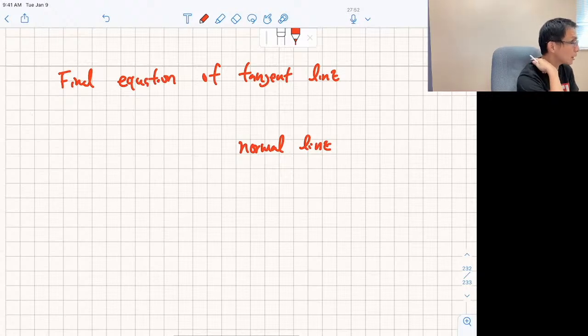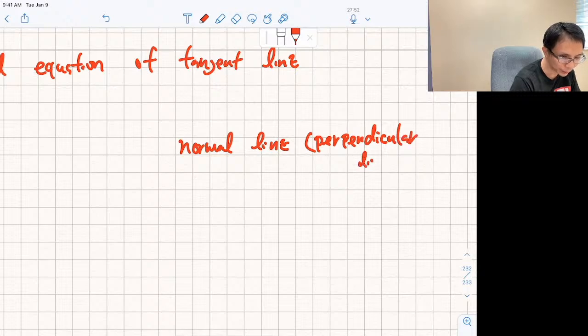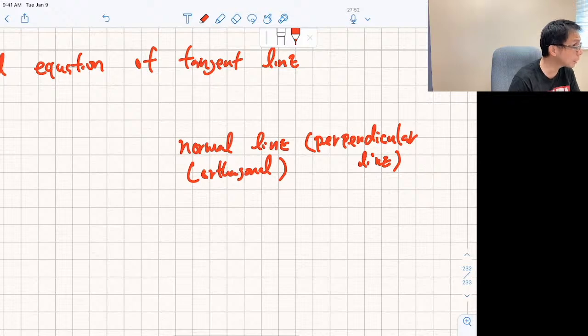Okay, in physics, in pre-calc also talk about it. So write down: normal line means perpendicular line. It's a fancy way of saying that, but usually it occurs in physics more than in math. In physics, you also talk about something else, which is orthogonal. You might not have heard that one before. Orthogonal means 90 degrees.